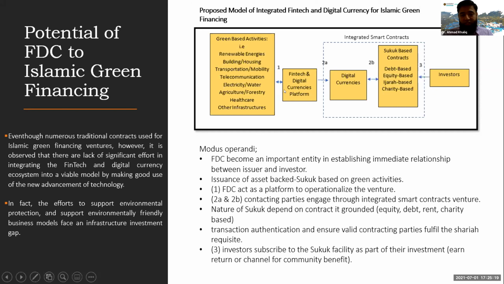FDC, the fintech and digital currency, will act as a platform to operationalize the venture, and here the contracting parties will engage through the integrated smart contracts. Investors will come here and invest in the Sukuk-based contracts, for example, the four mentioned just now. This is the proposed model that we think could further enhance the giving of financing facilities.